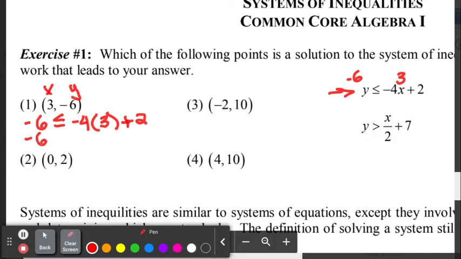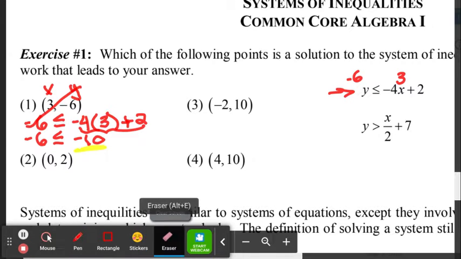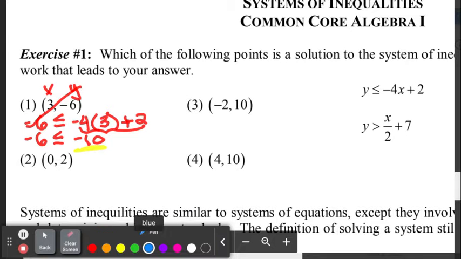So when I evaluate this, you can do this in your head or put it in the calculator. You get negative 10. Now remember, the alligator mouth is supposed to bite the bigger number. Negative 10 is not bigger than negative 6, so that's false. So now I'm going to do option 2. Oh, and if it's false for one, it's just false. You don't have to check the other one.